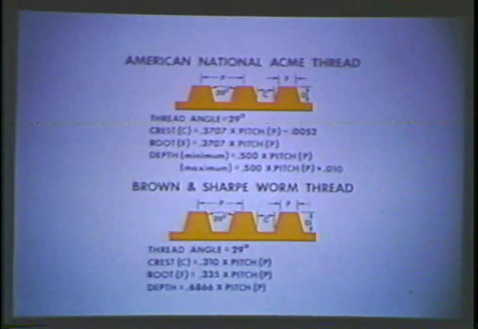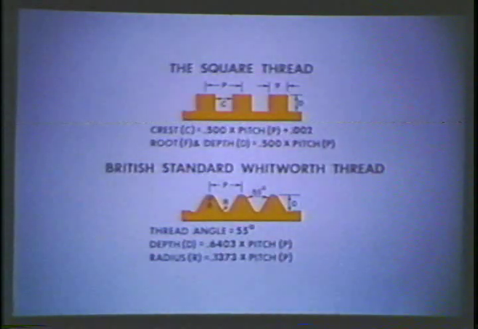The American National Acme Thread is another of the common thread types, and so is the Brown and Sharp Worm Thread. Here is one called simply the Square Thread. It is gradually being replaced by the Acme Thread. The one shown with the Square Thread is an English contribution called the British Standard Whitworth Thread. Notice the radii on the bottom and top of the threads.